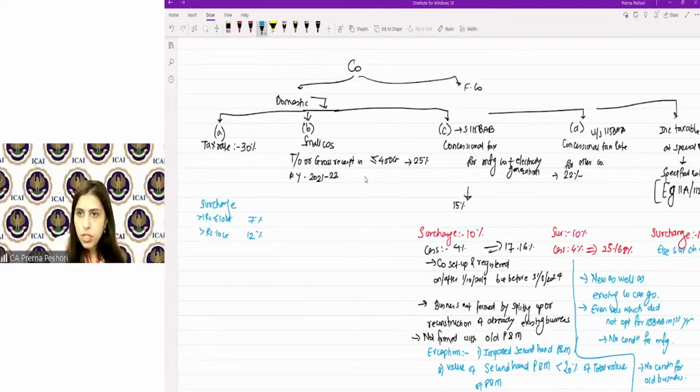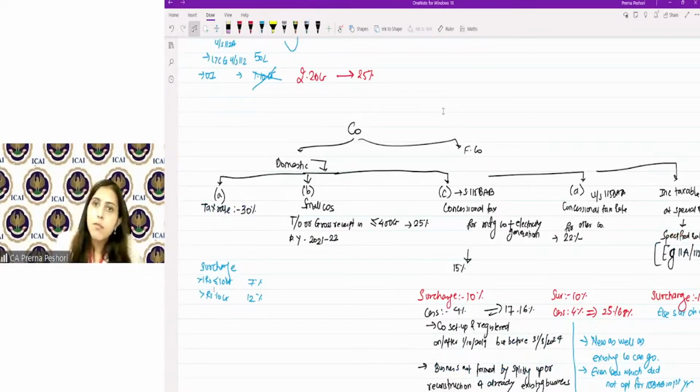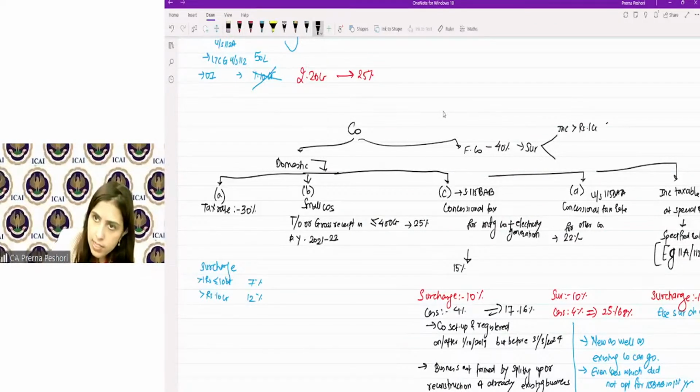Fine. Then last one, foreign company. We have not finished the chart. Where are you closing your books? Don't close your books, I will finish this. Foreign company tax rate is 40%. Surcharge will be 2% for income greater than rupees 1 crore and up to 10 crore, and 5% for income greater than rupees 10 crore. Now you can close your books.